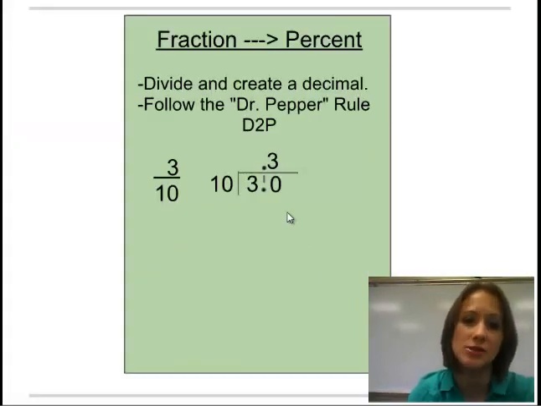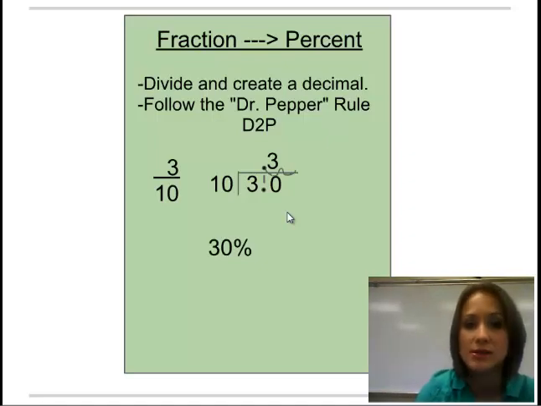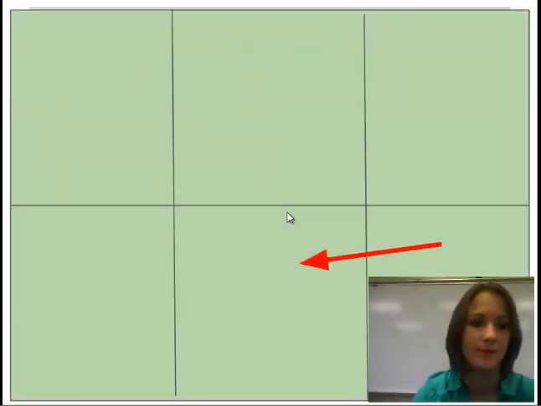Going from a fraction to a percent has 2 steps. You divide to create the decimal, and then you follow the Dr. Pepper rule. For example, in the fraction to decimal notes, we already did 3/10. Now, just follow the Dr. Pepper rule. Move the decimal 2 places to the right, and 3/10 is 30%.